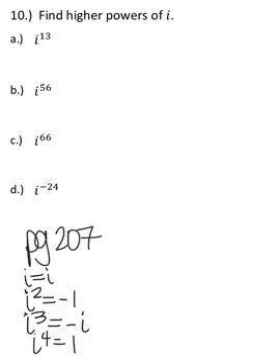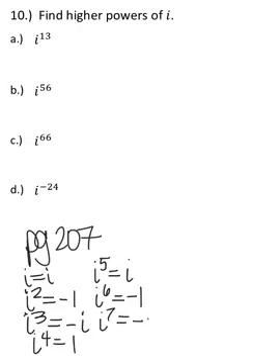equals 1. And then if we keep going, i to the fifth equals i, i to the sixth equals -1, i to the seventh equals -i, and i to the eighth equals 1. So that pattern of i, -1, -i, 1 continues. So it helps to memorize that because you can use that to come up with higher powers of i.